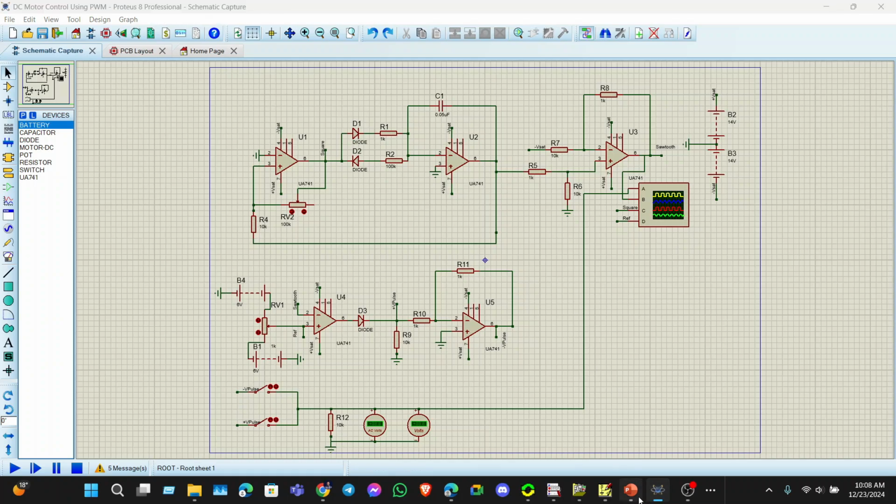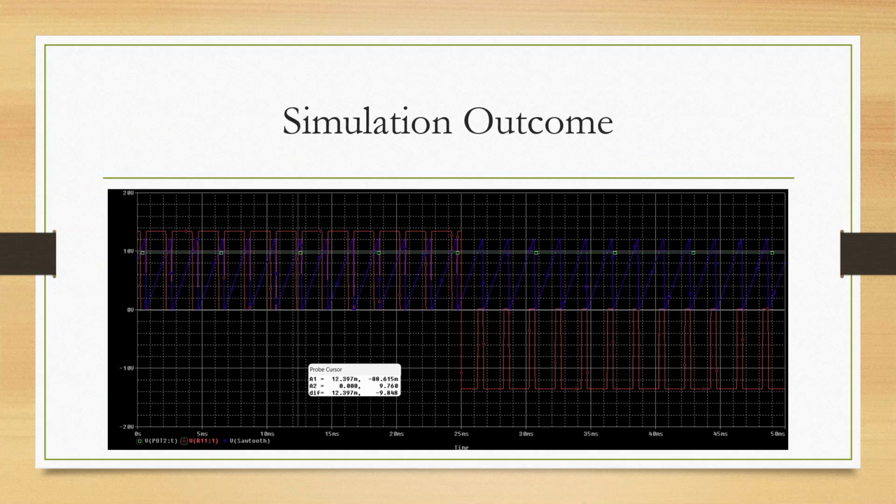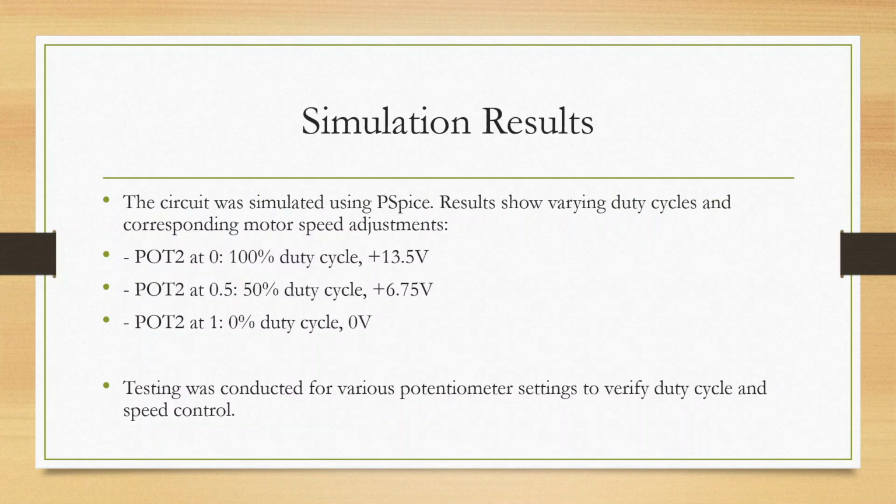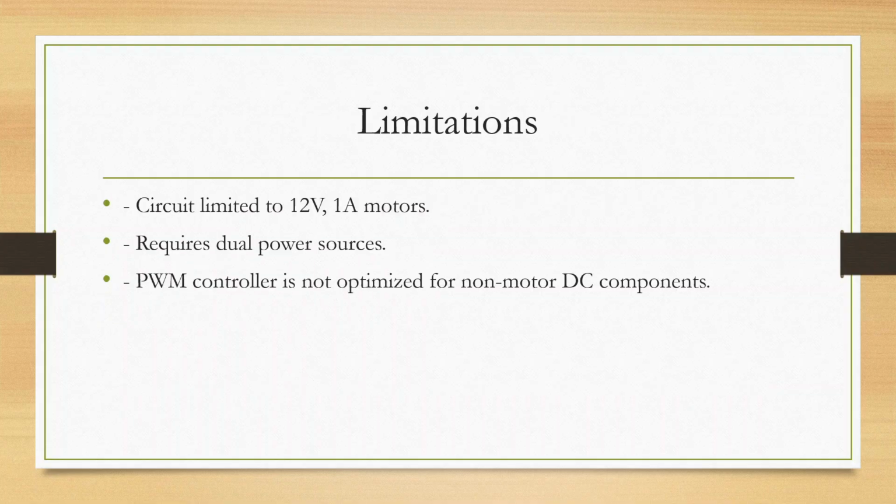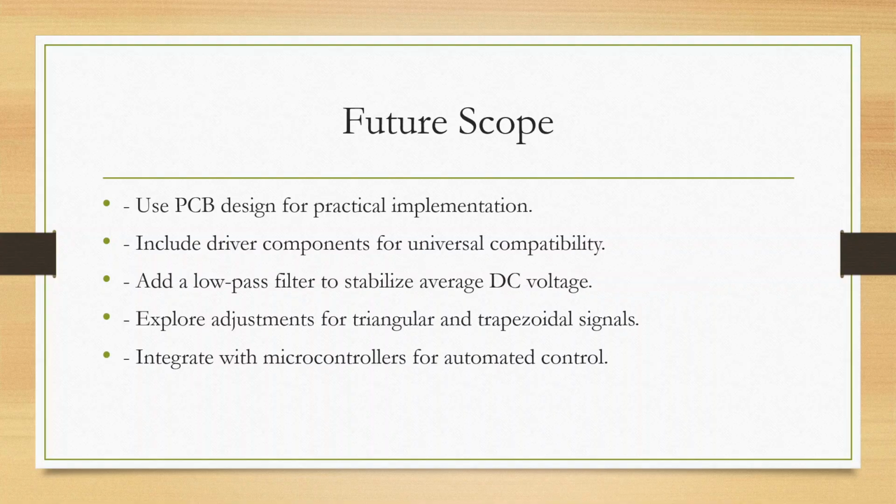So let's go back to our PowerPoint presentation. Here is the simulation outcome from our PSpice and the simulation result. You can see that a 100% duty cycle will give us 100% average voltage, and 50% will give us 50% voltage. Here are some limitations. It requires dual power sources. You can see that all the op-amps are using dual power, not one power. PWM control is not optimized for non-motor DC components and non-linear motor components.